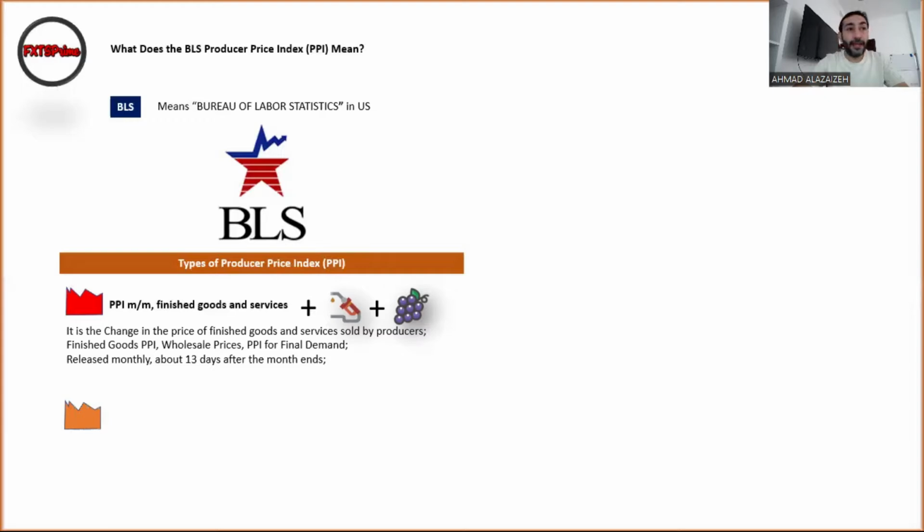The second type of the indicator, the same indicator, is the core PPI. So we said that the PPI is the producer price index, and the core PPI is again the producer price index. However, the core PPI is excluding the energy prices and the food prices. So the difference between the core and the normal PPI is that the core PPI is excluding the energy and the food. The high impact PPI is including the finished goods and services and including the energy and the food prices.